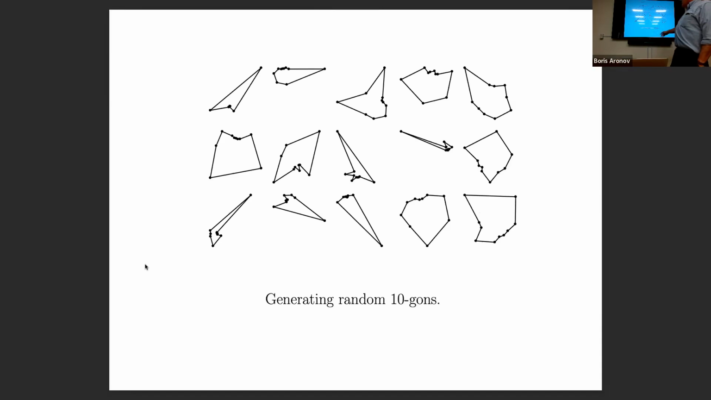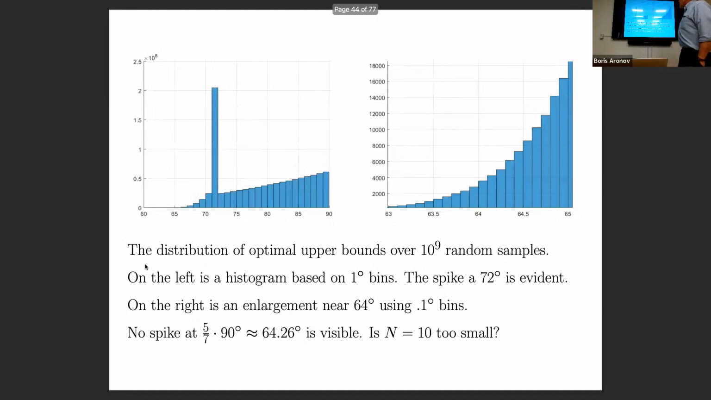Just to test this, I created 1 billion random tengons, and I computed the optimal angle bound for each of them. And I plotted it in a histogram. So in my very informal experiment of choosing random tengons, they were not really tengons, they were 10-tuples which added up to what a tengon's angles have to, 180 times (10 minus 2). And I computed the angle bounds for that. You do see this spike at 72, which is the open blob of polygons which have that optimal bound.